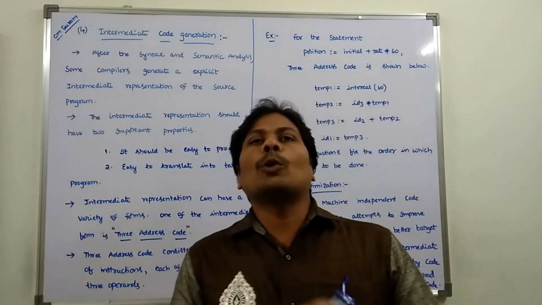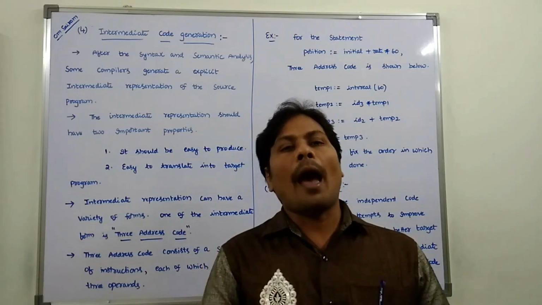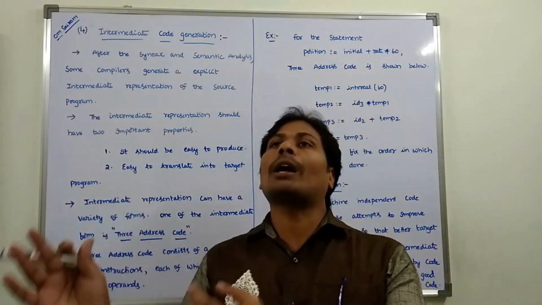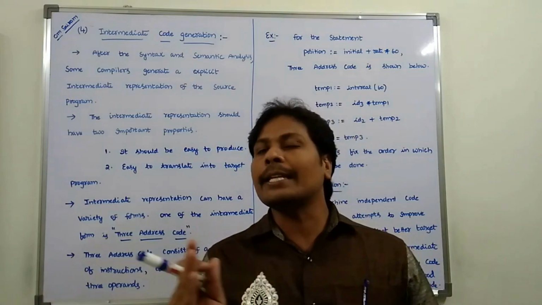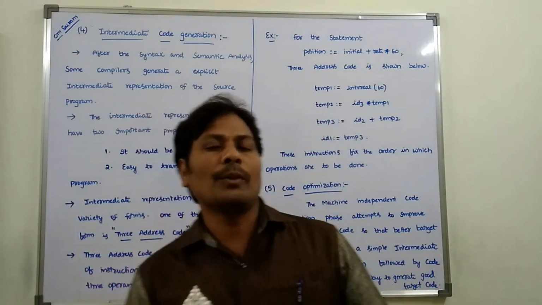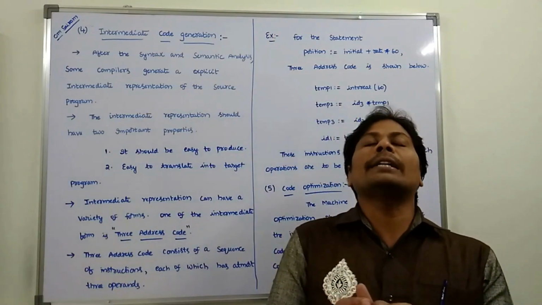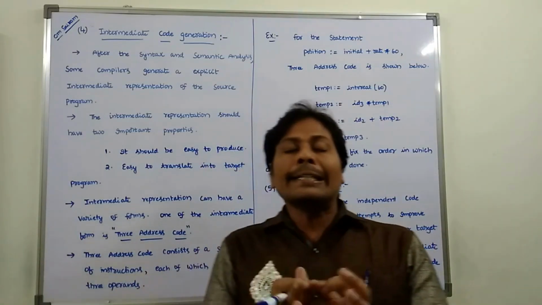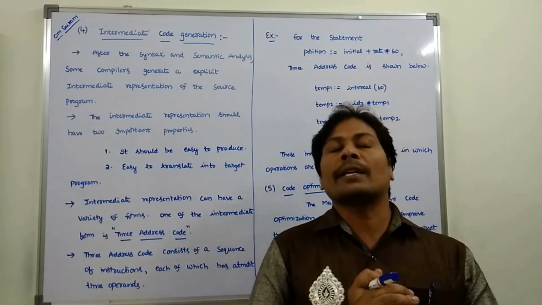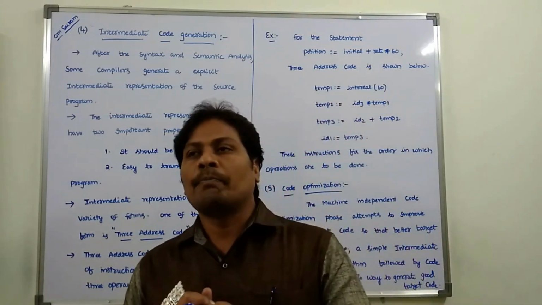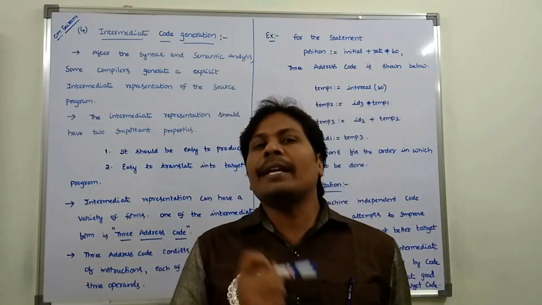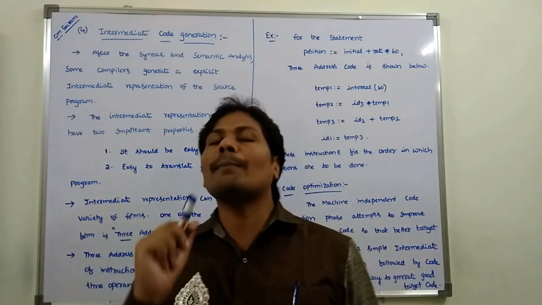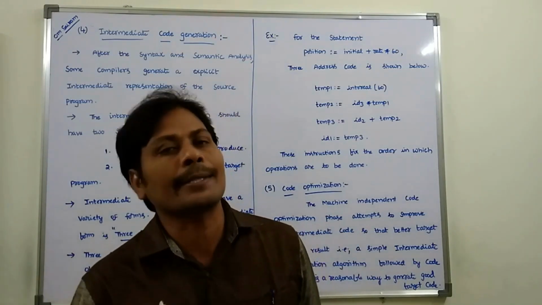The intermediate code representation of the source program has two important properties. First one is it is very easy to understand. Second one is it is easy to translate into the target program. We can easily translate the intermediate representation of the source program into the target program. Next, the intermediate code representation can be represented in many forms. One of the most important forms is 3 address code.